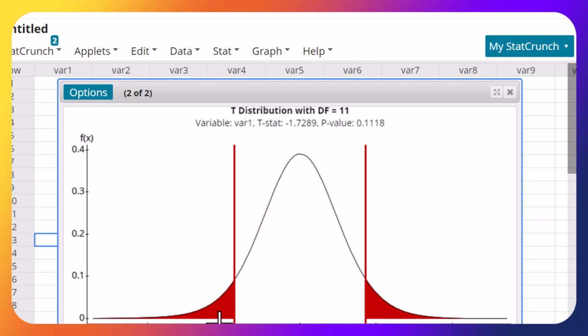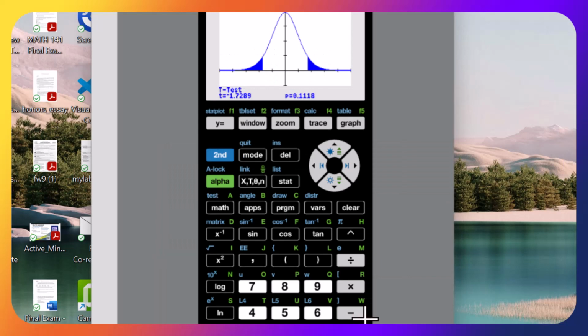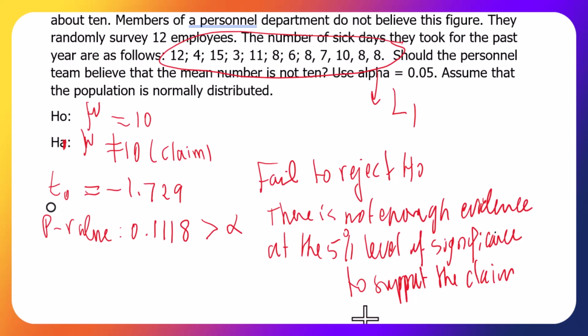And this number right here, guys, is negative 1.729, and this one will be plus 1.729 because this is called a two-tailed test. So when you have a not equal, this is called the two-tailed test. When you have a less than, this is called the left-tailed test. And when you have a greater than, this is called a right-tailed test.